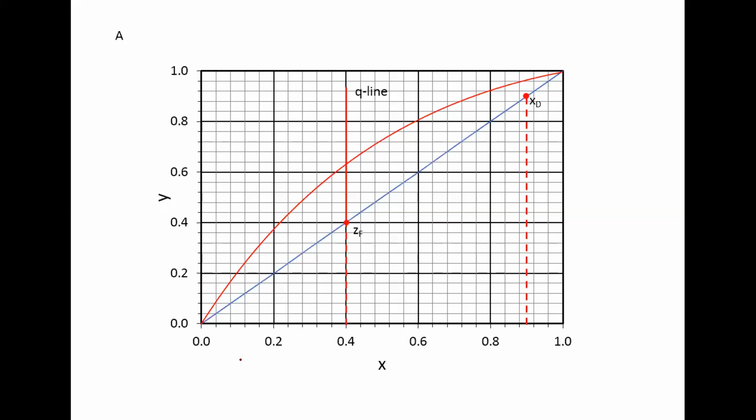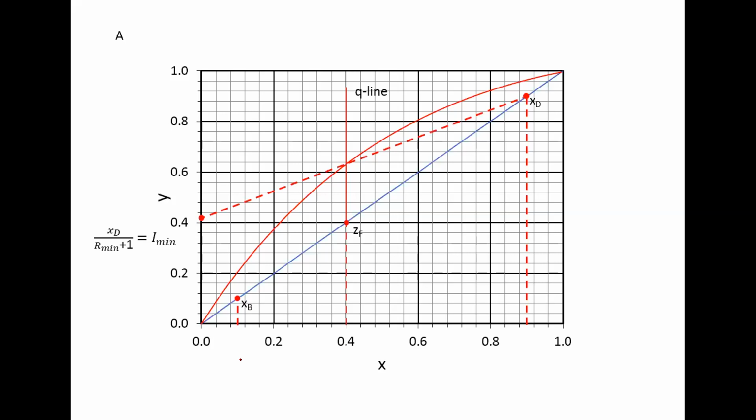Okay, then you have the distillate composition of 90% A, and the bottom product composition of 10% of A, right? Then you need to determine the minimum reflux, right? Yes, ma'am. Please come with me. I mean, please join me in completing this exercise.